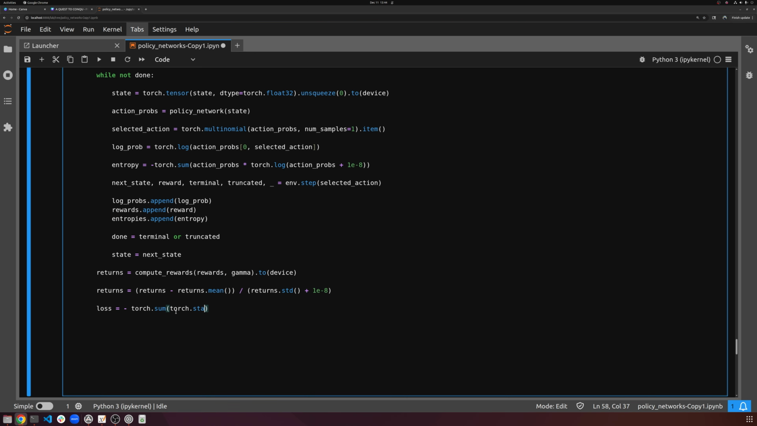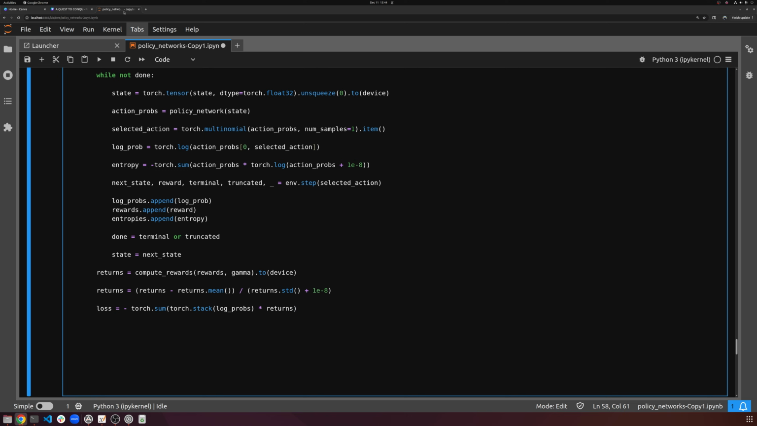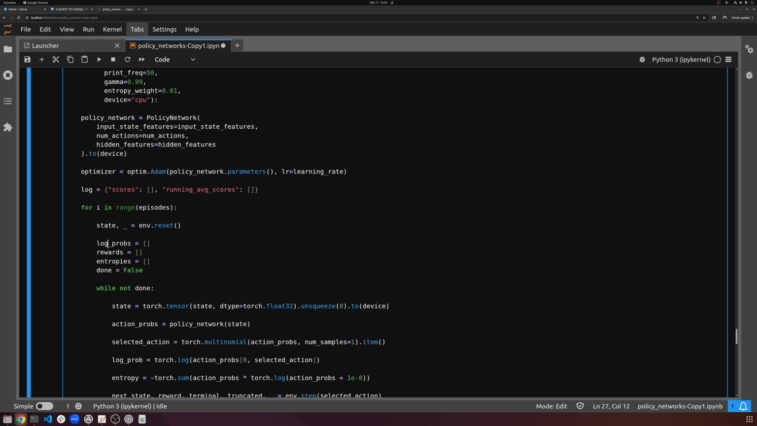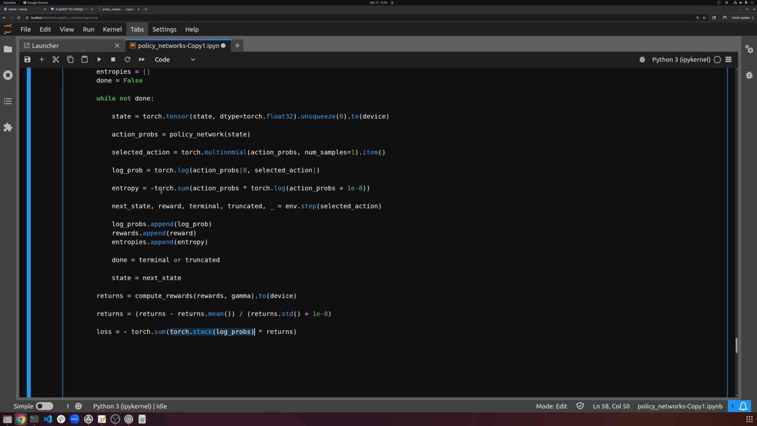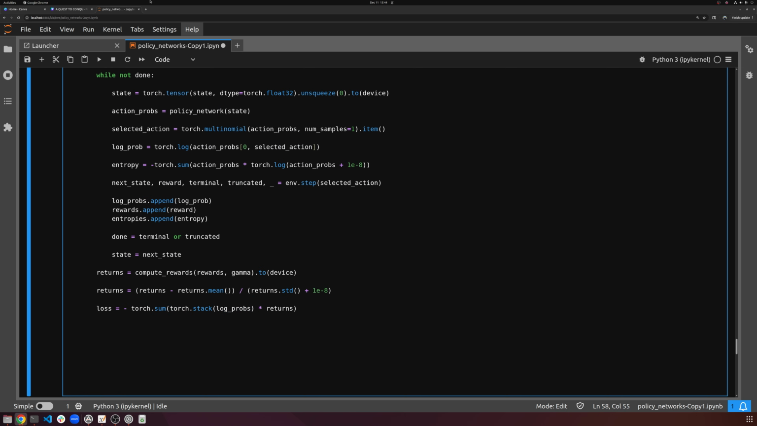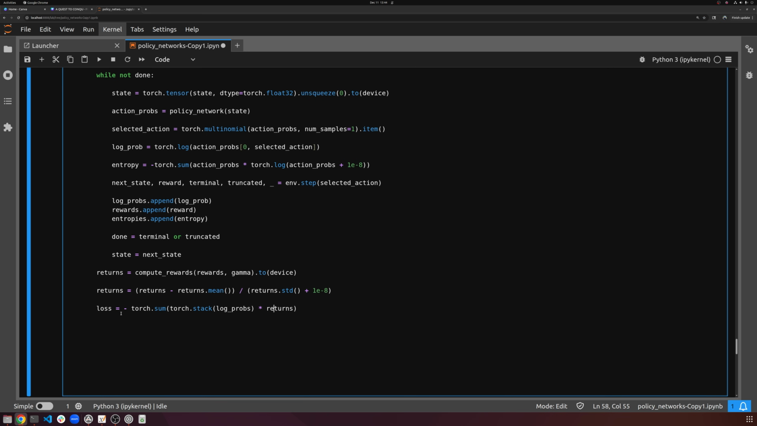And we're going to do torch.stack of log_probs times returns. And that's it. All we've done is we have our returns right here, a vector of returns. And then we have a vector of log probabilities, which we've been storing as we've been going. So we just stack them together to create a vector of log probabilities for every single step along the game. We have the returns for every single step along the game. So we multiply those two things together, and then we sum over all of them. And that is our loss function. All of that effort for that, and that's all.